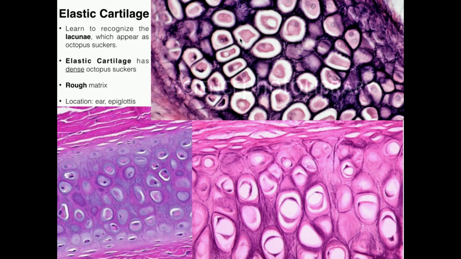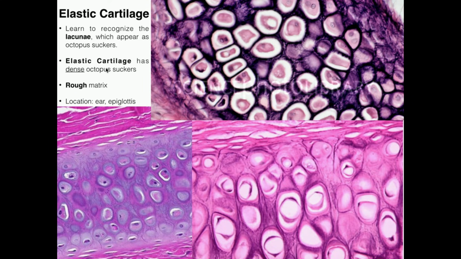In many cases, particularly in elastic and hyaline cartilage, I think they kind of look like a bunch of octopus suckers. If you look at a real octopus's arms, it has a ton of suckers on it, and they kind of look like that. So if you recognize those lacunae, that tells you it's cartilage. Now the question is, how do you determine what type of cartilage it is?